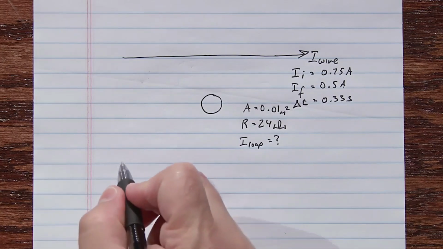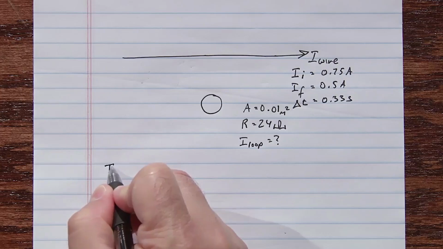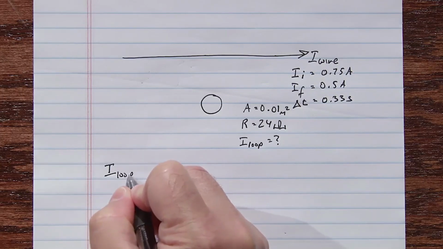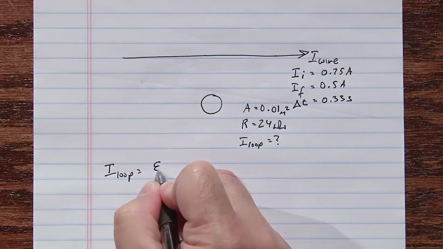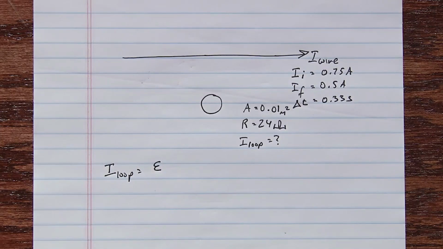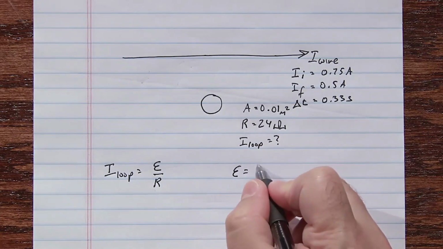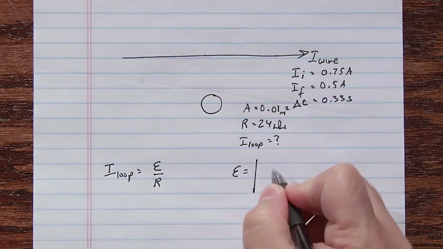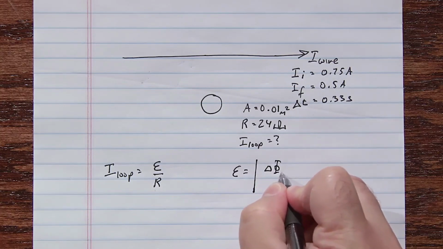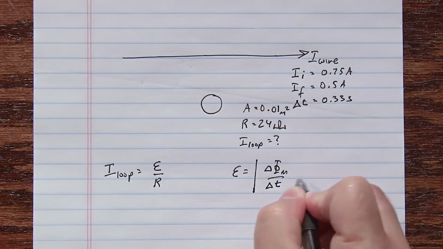Okay. Well, we know that I loop is going to be equal to the electromotive force induced in the loop by the changing magnetic field of the wire divided by the resistance of the loop. And we know the resistance of the loop, we just don't know the electromotive force induced in the loop. We do know that the electromotive force is equal to the absolute value of the change in magnetic flux over change in time.